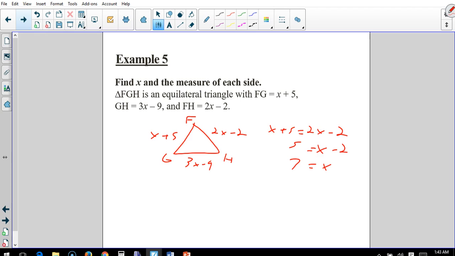Well, let's check it out. If I plug in 7 here, I get 7 plus 5, which is 12. If I plug in 7 here, I get 2 times 7 is 14, minus 2, which is 12. Now if I put 7 here, 7 times 3 is 21, minus 9 is 12. Now I could have done this with 3x minus 9 equals x plus 5, or 3x minus 9 equals 2x minus 2, because if they're equilateral, all three are the same.